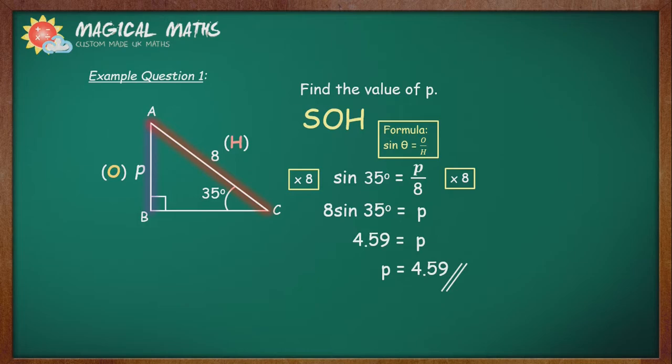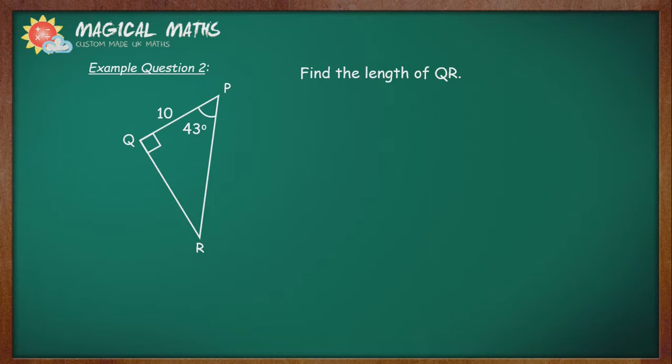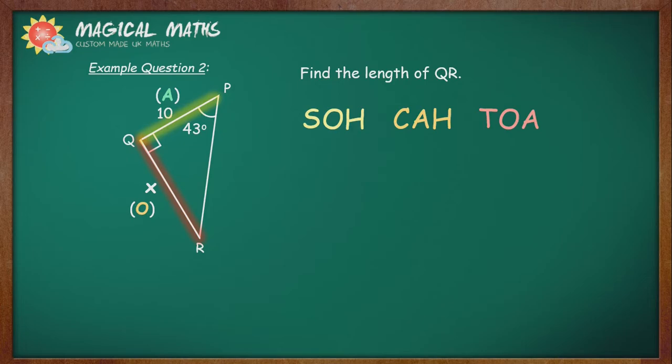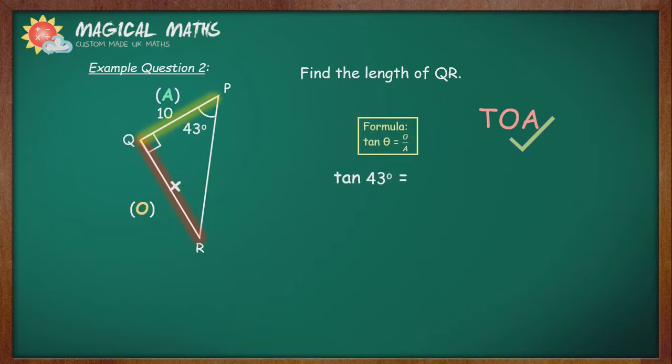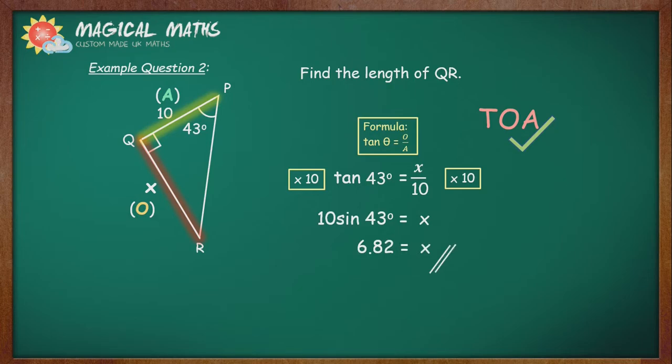We go to the next example question for better understanding. In this question, they want us to find the length of QR. We assume the length of QR is x. When the angle is here, QR will be the opposite and QP will be adjacent. Based on SOH CAH TOA, since only O and A appeared, that means only TOA can be applied. By applying the formula, we know that tangent 43 equals x over 10. Multiplying 10 on both sides, then you will know what to do next.